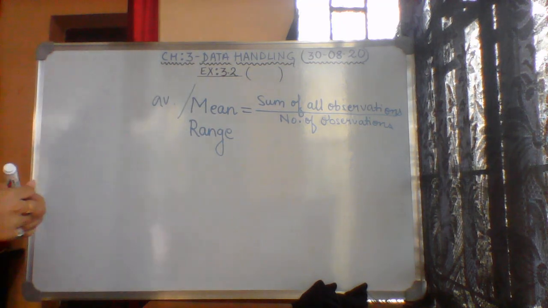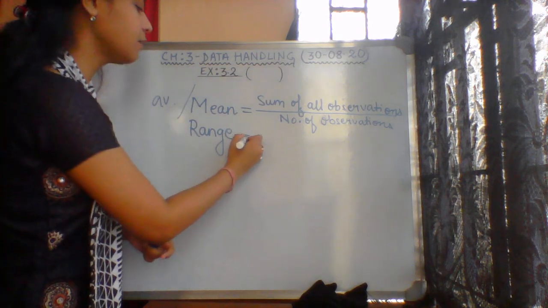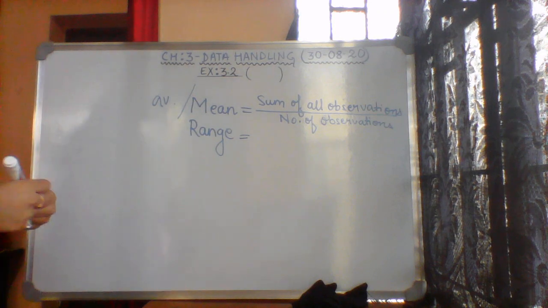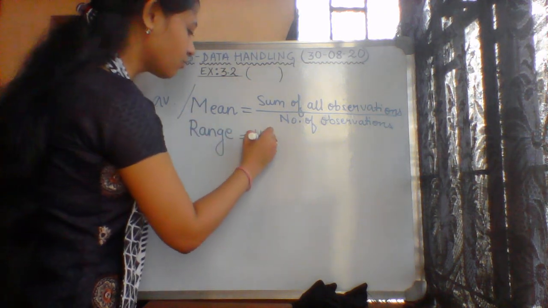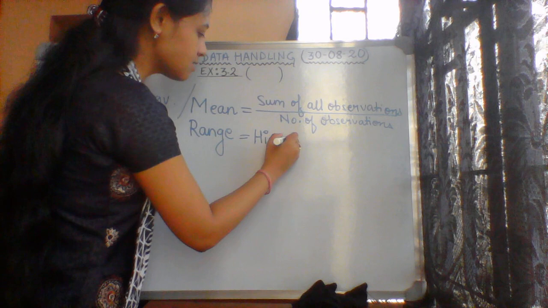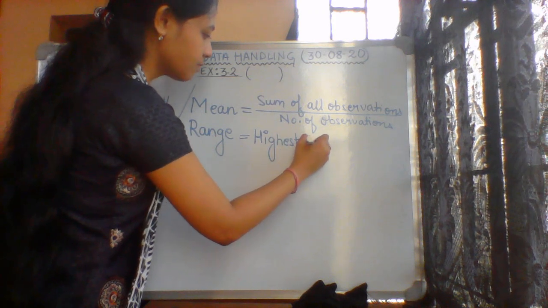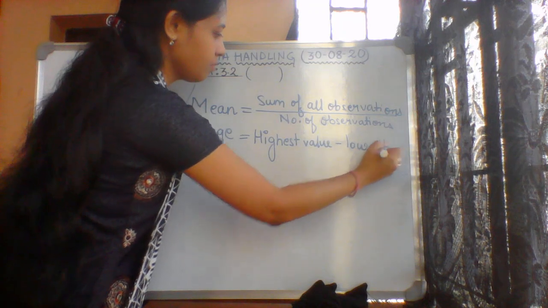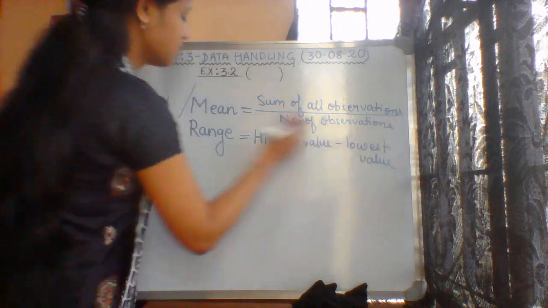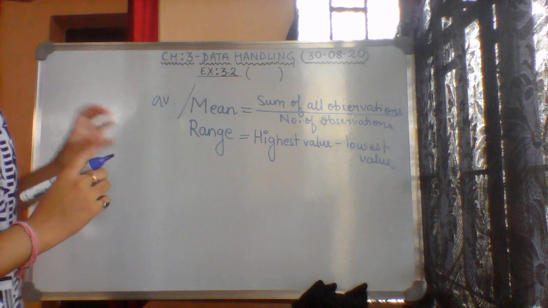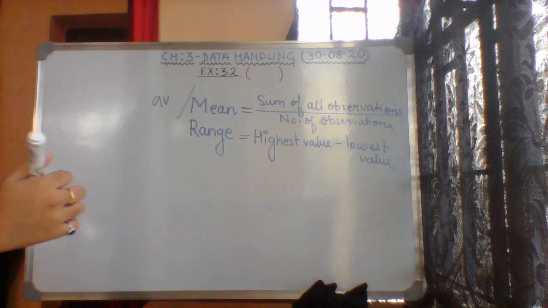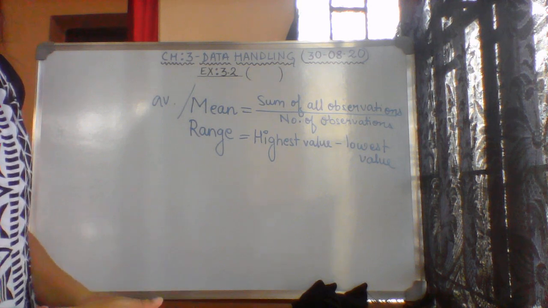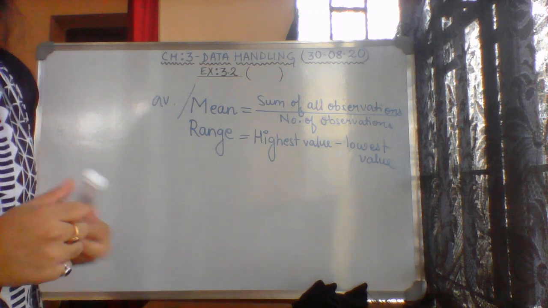Now one more thing we have learned, that is range. Can anybody tell me how we used to find out the range? Yes, it is the highest value of that data minus the lowest value. So these are the two things we have learned in exercise 3.1.